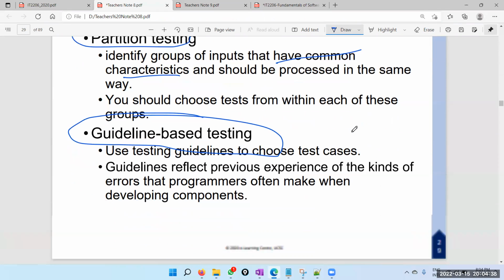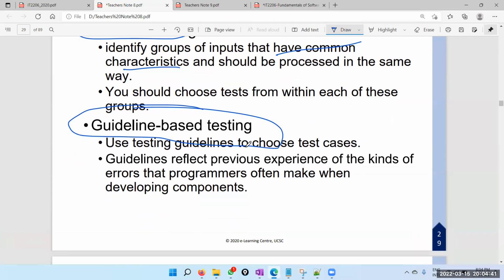So then the guideline based testing, unit testing guidelines to choose test cases. Guidelines reflect previous experience of the kinds of errors that programmers often make when developing components. So that is with the experience, we know that these kind of scenarios we have to test. Right. Because with the experience, we know that when you develop this kind of functionality, there is high possibility of these kind of failures occurring. So then we can test those things specifically because we know that there's high possibility of failures. Right.